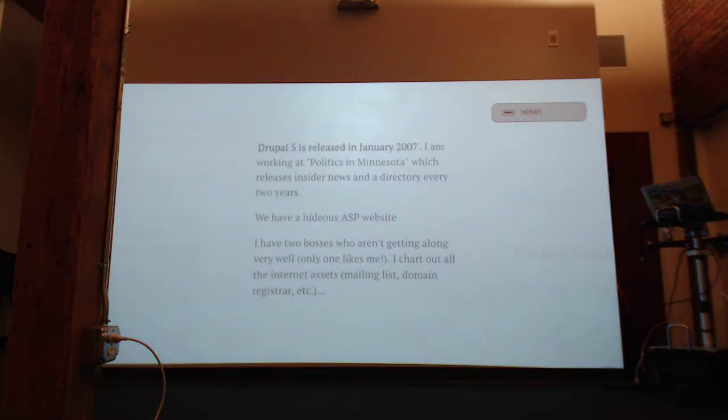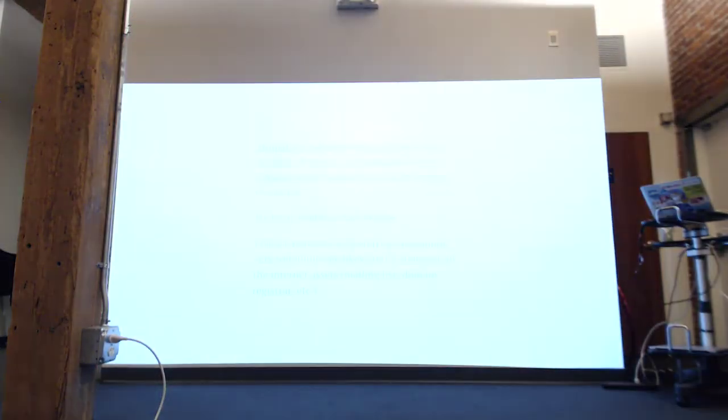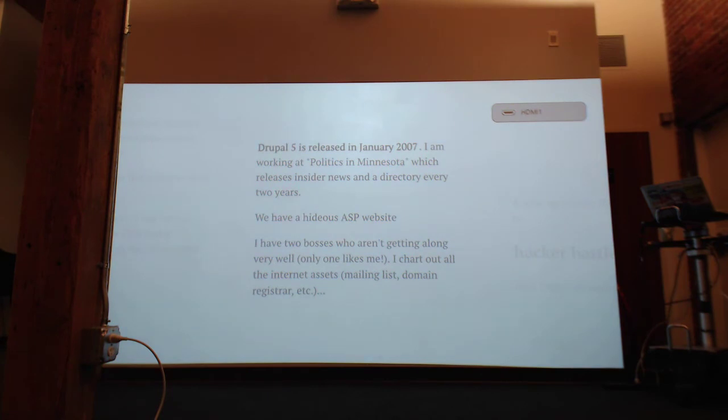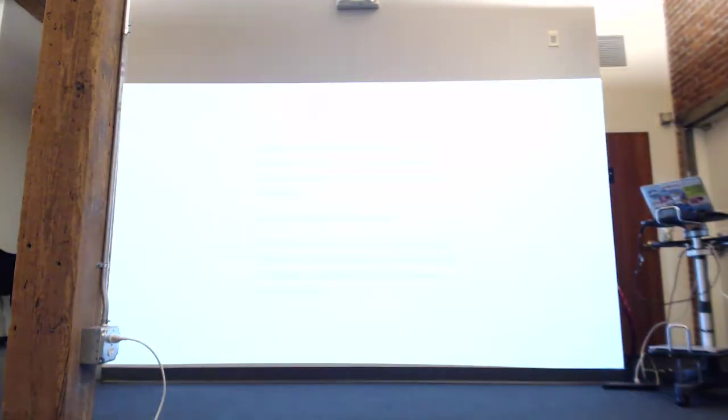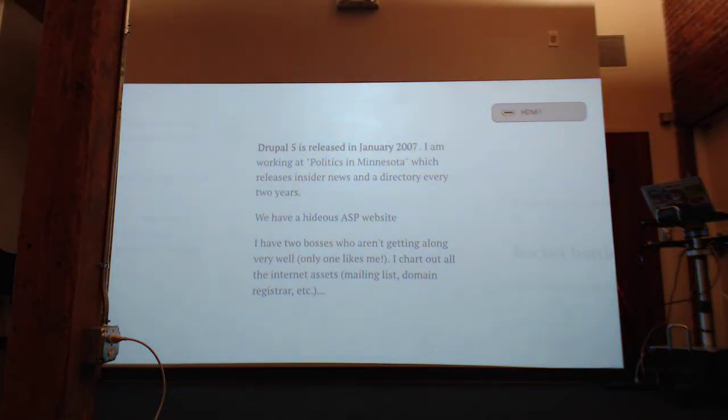So Drupal 5 is released in January of 07. I was working at a news service called Politics in Minnesota, which released insider news and a directory every 2 years. We had a hideous ASP website, and I had two bosses on opposite sides of the political spectrum who weren't getting along, and only one of them liked me. One day they were getting kind of paranoid about the other business partner. They're like, okay, Dan, map out where the domains are registered and the mailing list and the hosting. So I made a chart of where everything is.